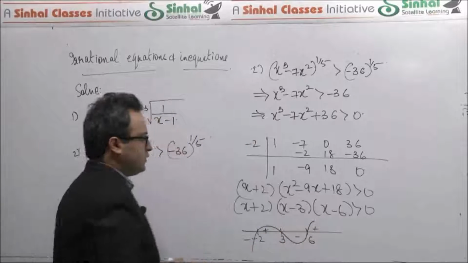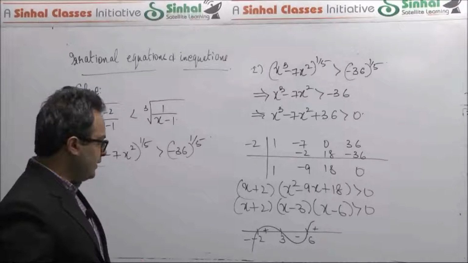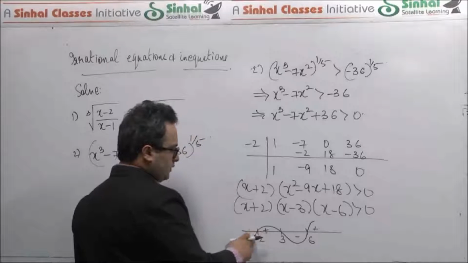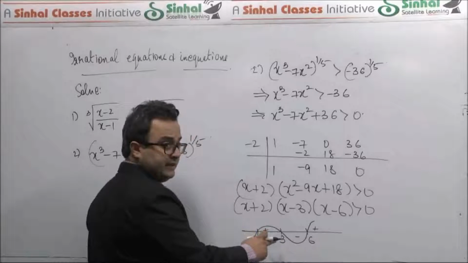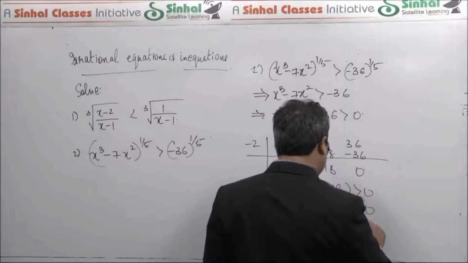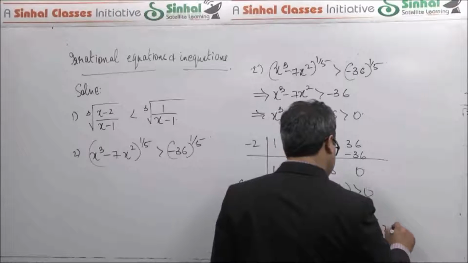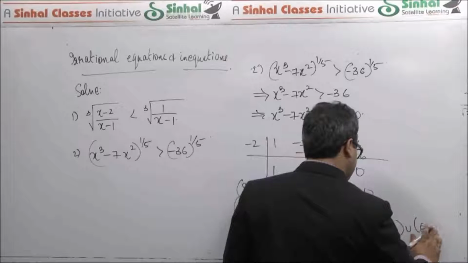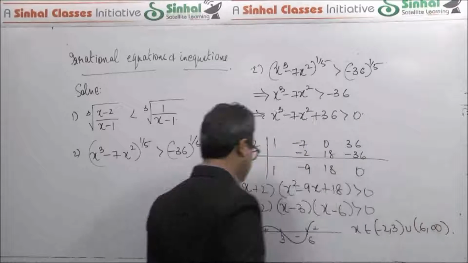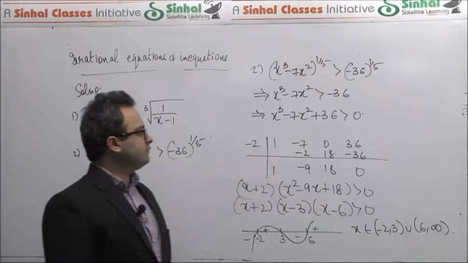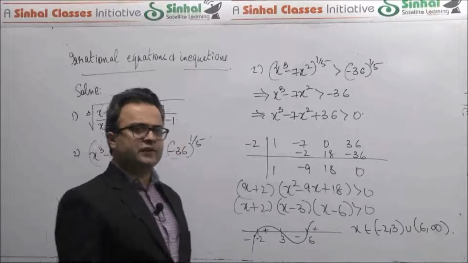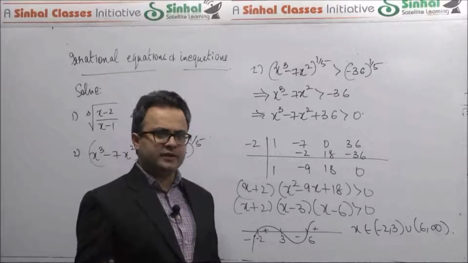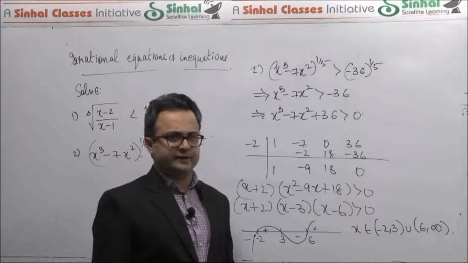So you want the expression to be positive, so that will happen between minus 2 to 3 and then from 6 to infinity. Right, so again, if you have an equation or an inequality in which both sides are raised to the power 1 by n, where n is an odd natural number, you can simply raise both sides to the power n.